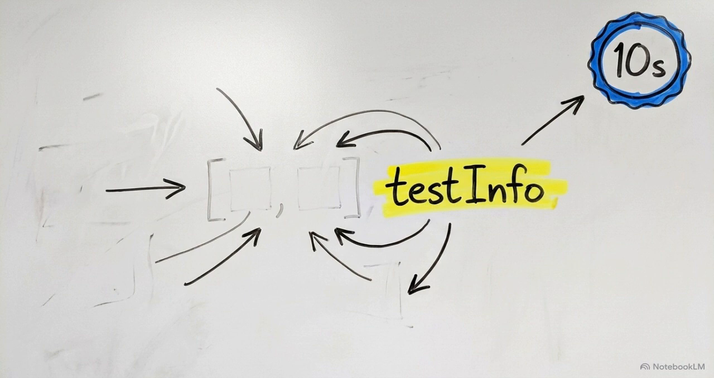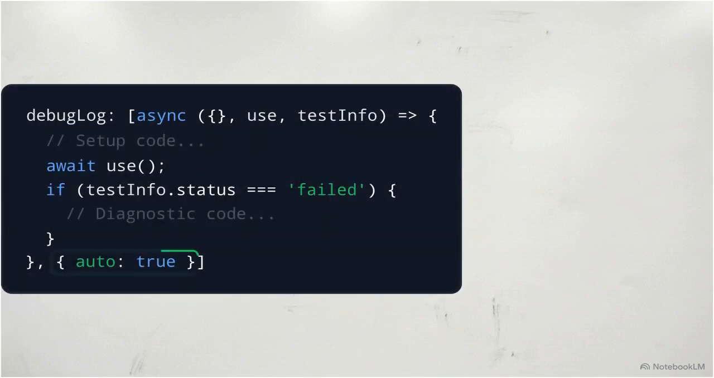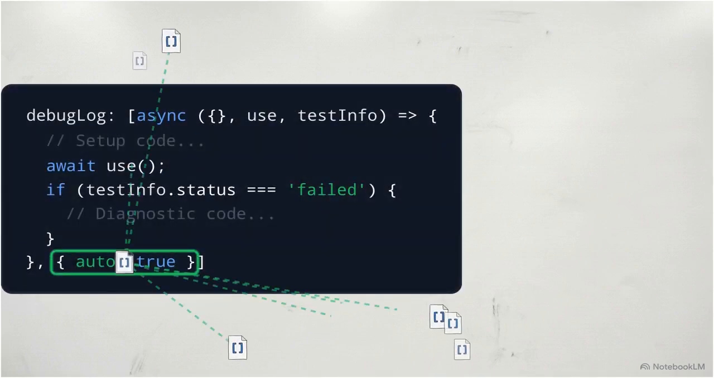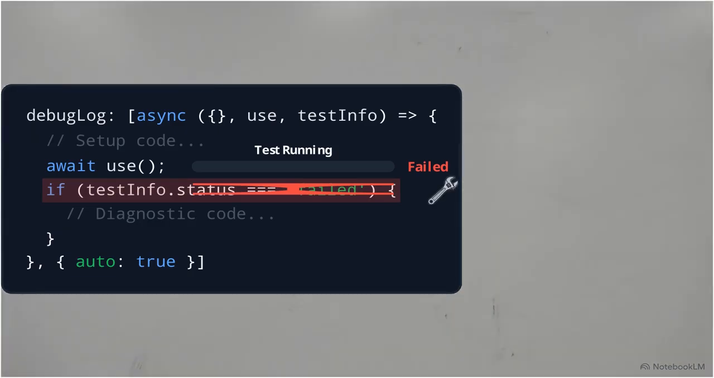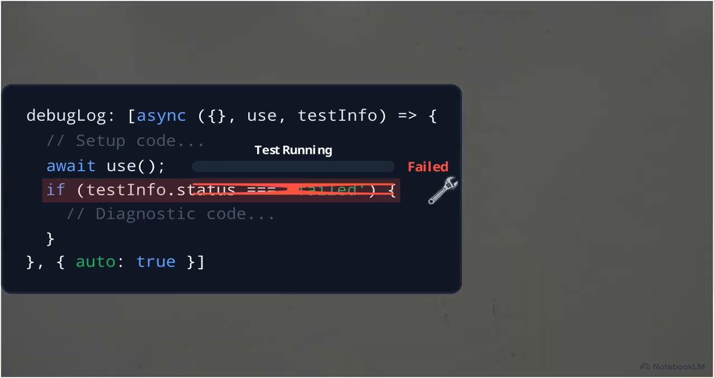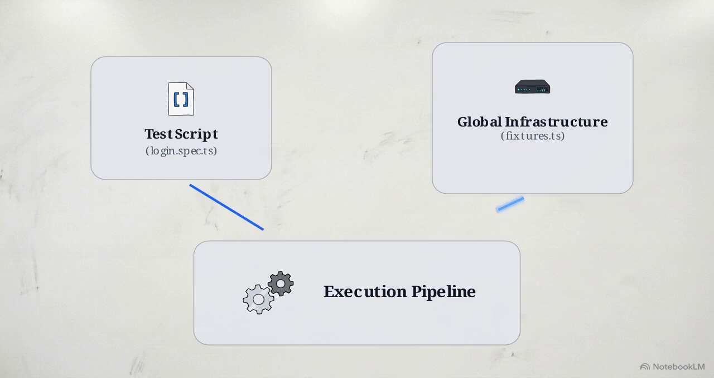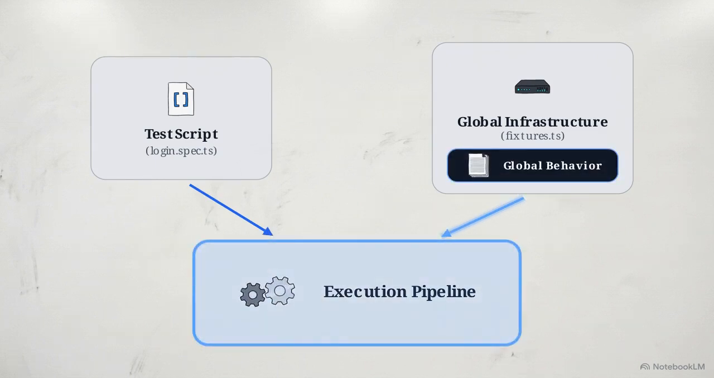check the test result. By setting auto to true inside the tuple, this fixture will execute for every test in the project without being explicitly called. Notice that we place the if statement checking the test status after the await use call. This ensures that the fixture waits for the test to complete before checking if it failed and needs a debug log. This approach decouples infrastructure logic from the actual test script, allowing you to add global behaviors without touching your test files.